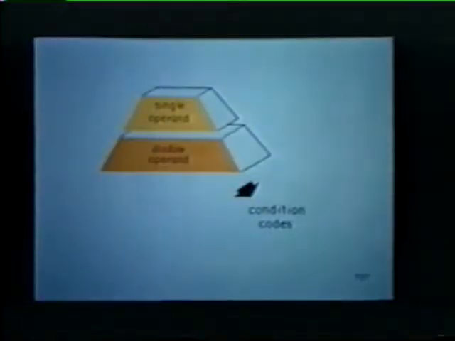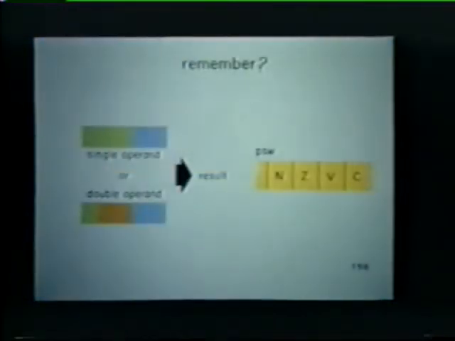We've said earlier that all single operand and double operand instructions affect the condition codes. Let's take some time now to study the condition codes themselves. There are 4 condition code bits: N, Z, V, and C. These condition code bits are part of the processor status word, or PSW. After execution of any single or double operand instruction, the result affects the 4 condition code bits in the PSW.